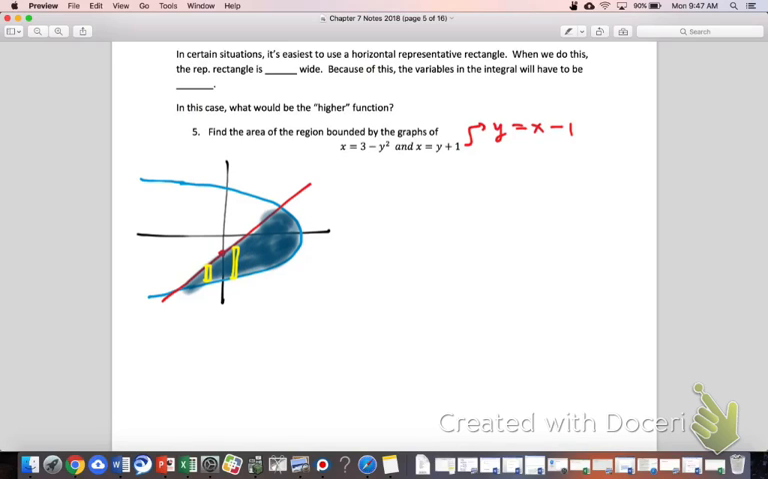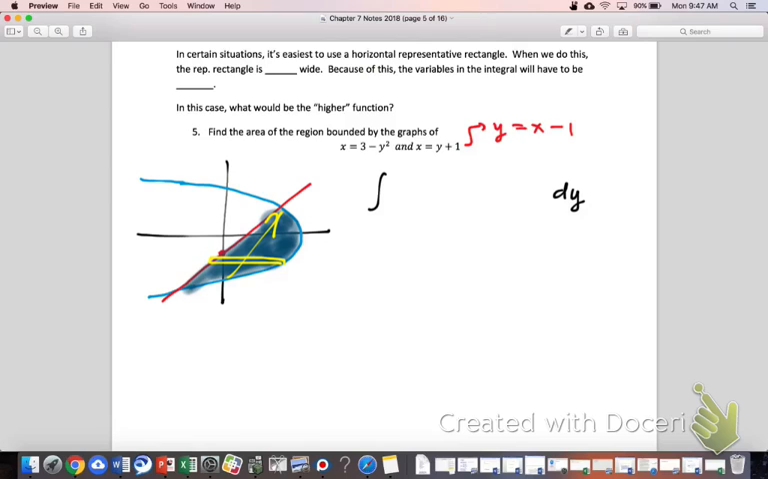So let's do that. If I did use a horizontal representative rectangle for that consistent relationship, I'm going to integrate from bottom to top, or accumulate from bottom to top. So I'm going to integrate from somewhere to somewhere, and it's going to be a dy. How do we figure out the somewhere to somewhere? Like, where do we start and where do we stop?